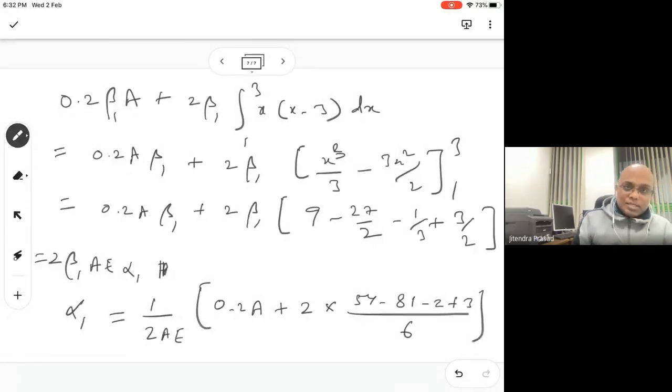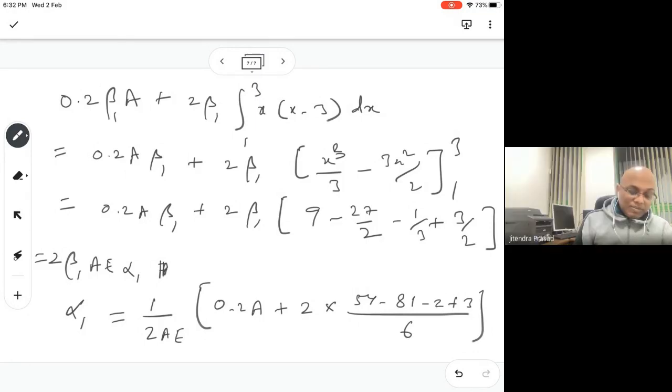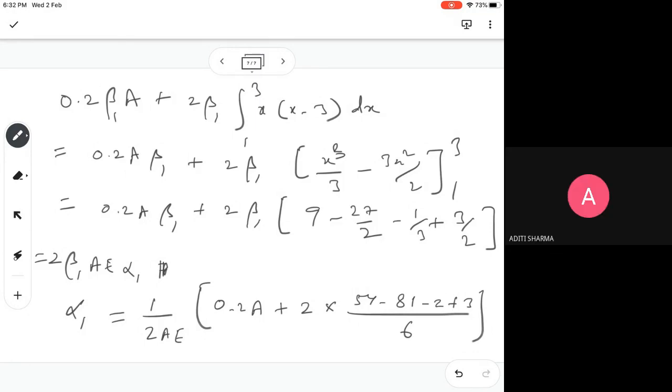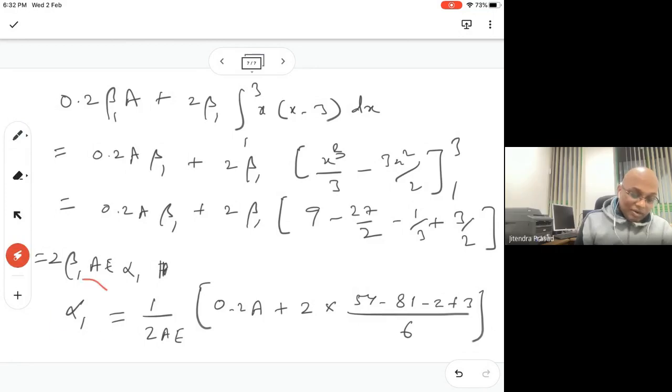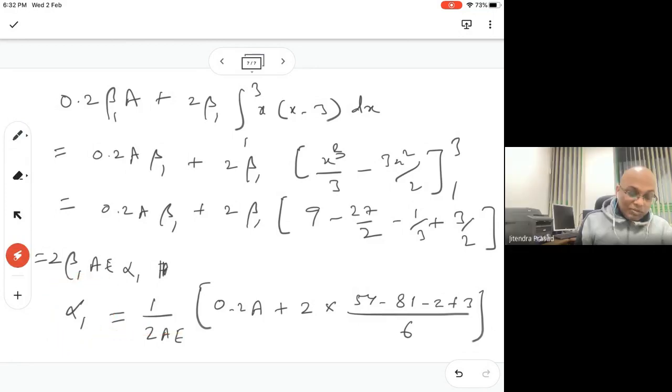Any question, guys? So what are we trying to do here? We had to prove... No, we don't. We have to obtain, find out alpha 1, basically the solution. Okay. So we got the alpha naught already. We got the alpha 1 from here.